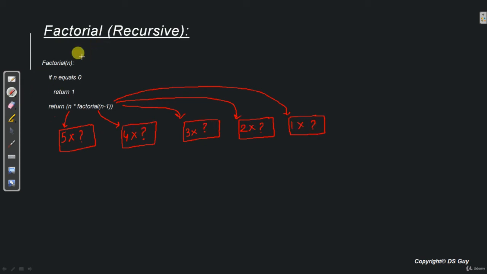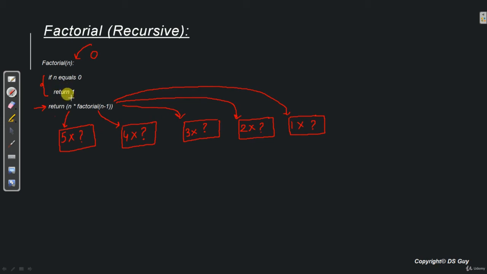So now the thing gets interesting. This factorial method is now called with value 0. If n equals 0, yes, it is equal to 0. So it says return 1. And the control never comes to this return statement. So this is our base condition.